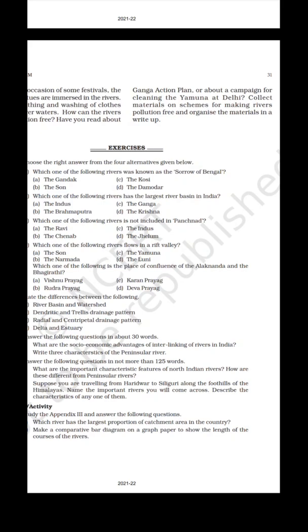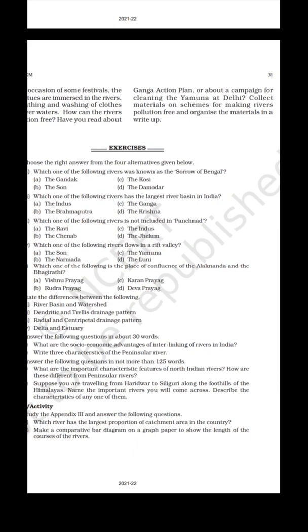Suppose you are traveling from Haridwar to Siliguri along the foothills of the Himalayas. Name the important rivers you will come across. Describe the characteristics of any one of them. Project or activity. Study Appendix 3 and answer the following questions. Which river has the largest proportion of catchment area in the country? Make a comparative bar diagram on graph paper to show the length of the courses of the rivers.